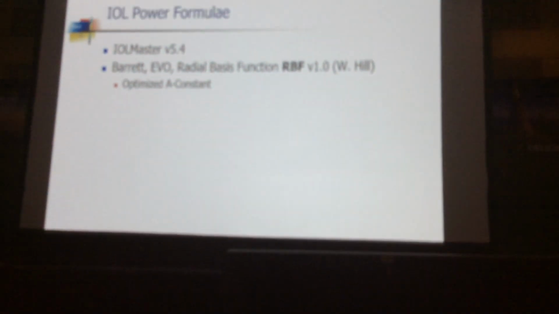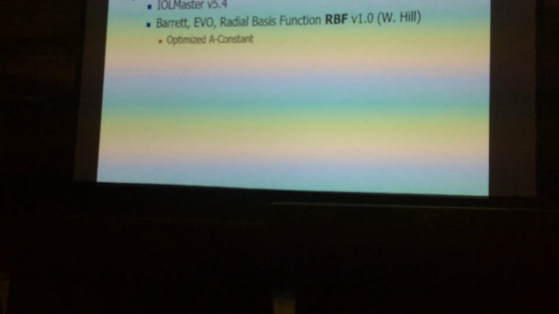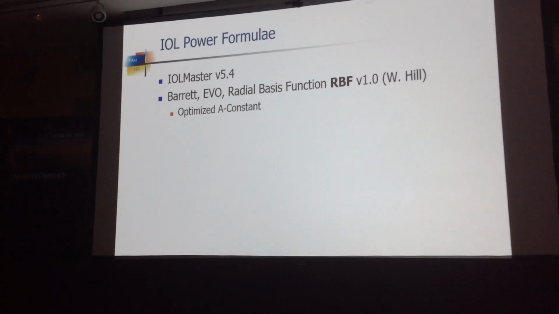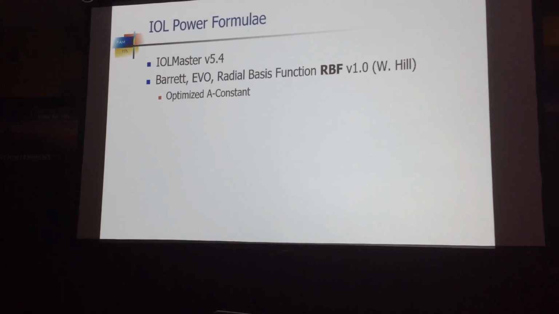Now, all this data are based on our Master 5.4, so we don't have lens thickness, therefore I cannot use the Olsen formula. And for Barrett and Evo, I did not use the lens thickness because it's not available in this data. These are data collected over the years. If there's enough IOL, I will use the optimized A constant.